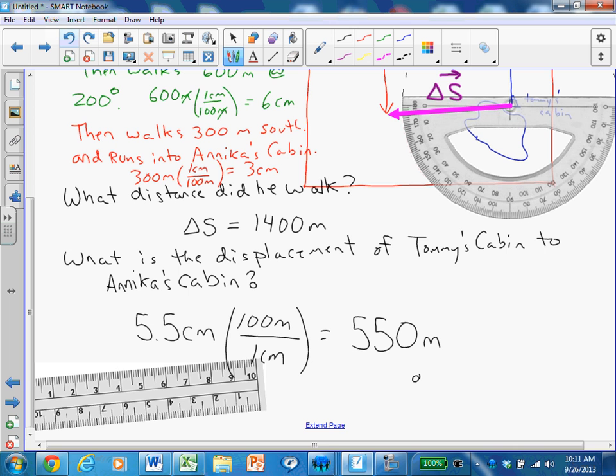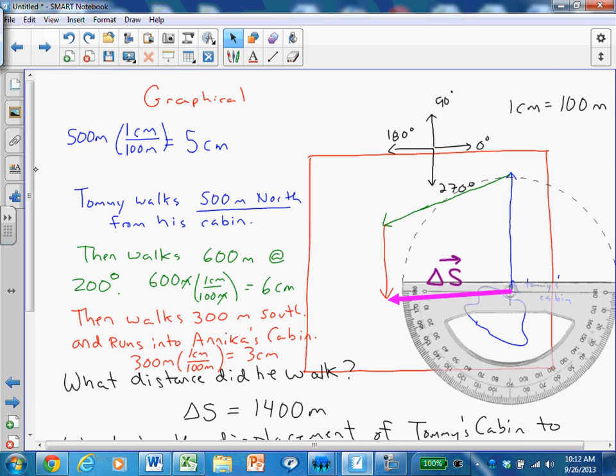So we would say 550 at 185 degrees, and we'd be done. The direction is 185. Oh, you could say, in this case, the scale I gave you up there wasn't north-south, it was 0, 90, 180, 270. Then you could say 15 degrees south of west.